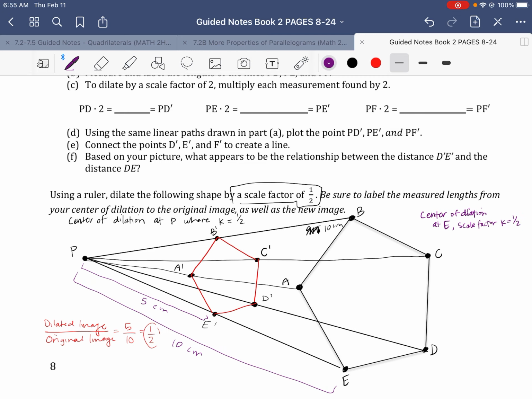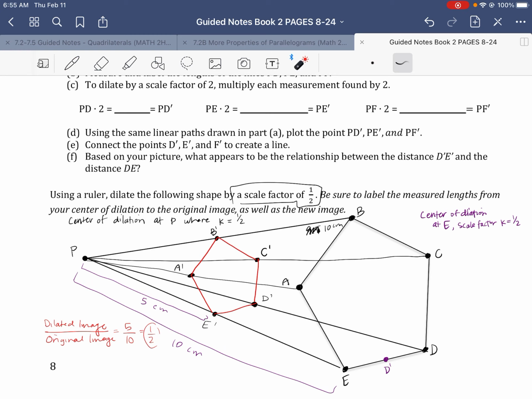I would do the same thing, but instead of putting my 0 here at the center of dilation at P, I would put the 0 here, my center of dilation of E, because that's what it asked me to put. So when I do that, again, I just measure the distance to each vertice. If I measure this distance right here, again, that's much shorter, but now I'm looking at, say, 3 centimeters. So when I put my new point in, I'm at 1.5. Now that's D prime when my center is at E.